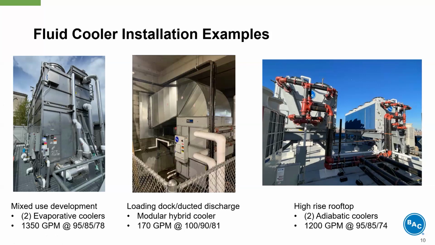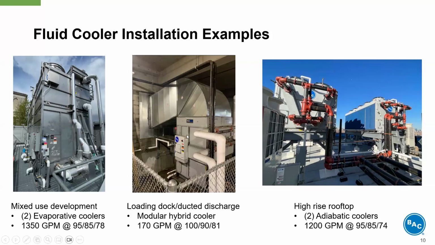So it was an easy project to have the water glycol fluid loop, and then you can tap off of that loop for multiple different loads, whether refrigeration or HVAC. And in this case, the system is providing 1,350 GPM at 95 degrees entering the cooler and 85 degrees leaving the cooler. And the design is around a 78 wet bulb.